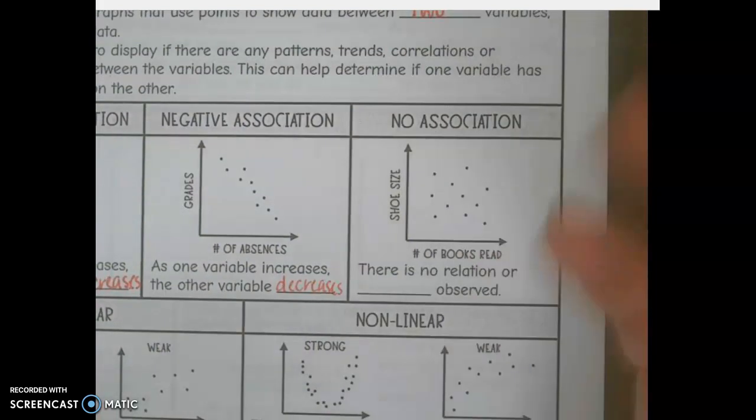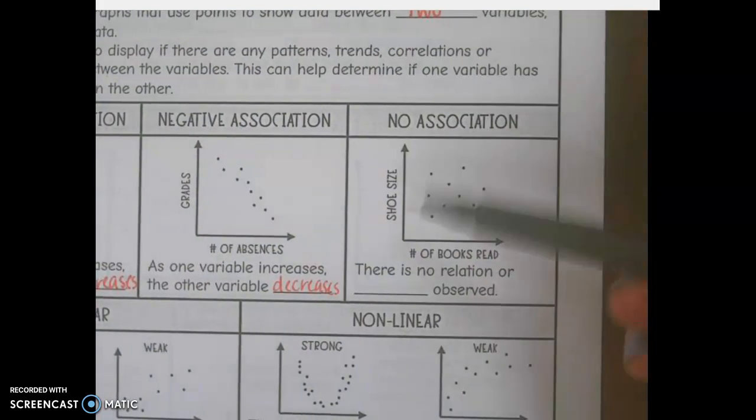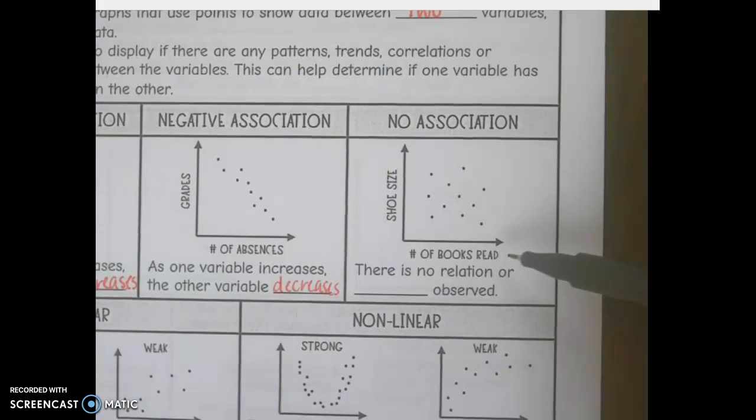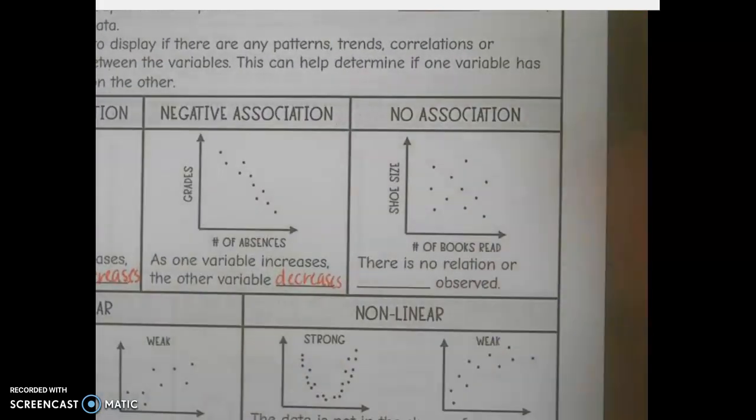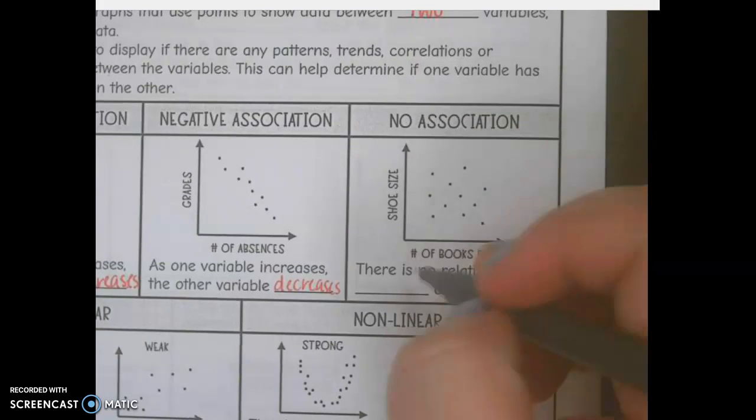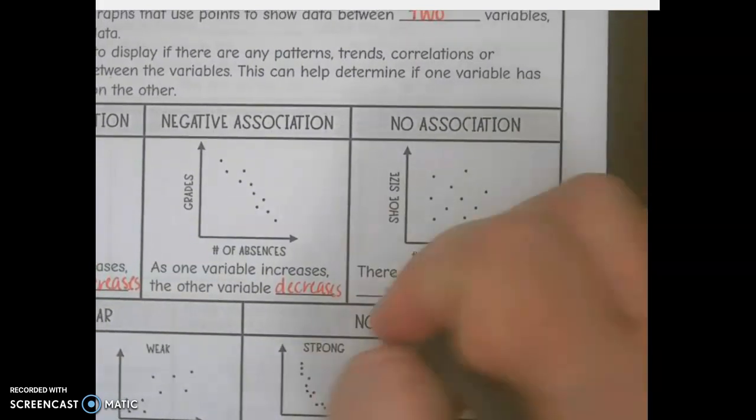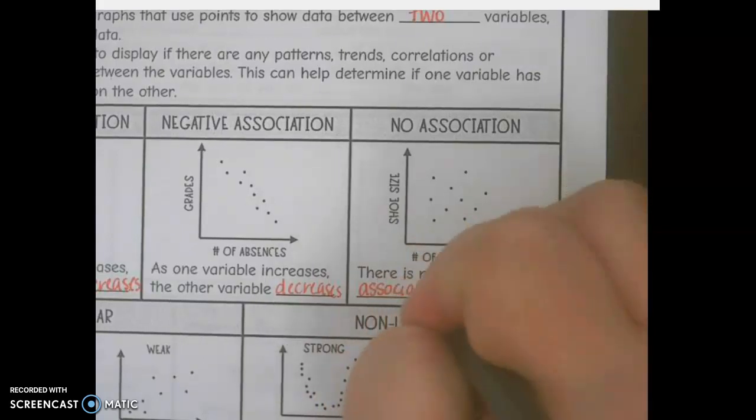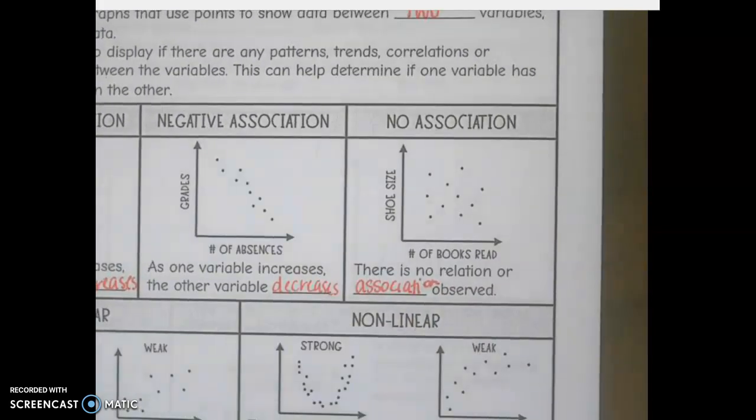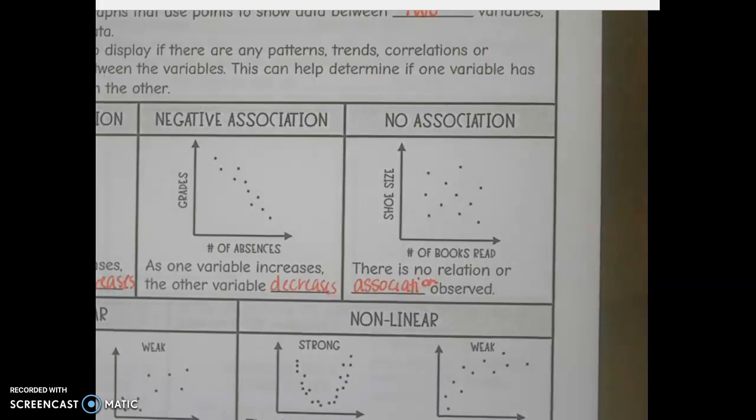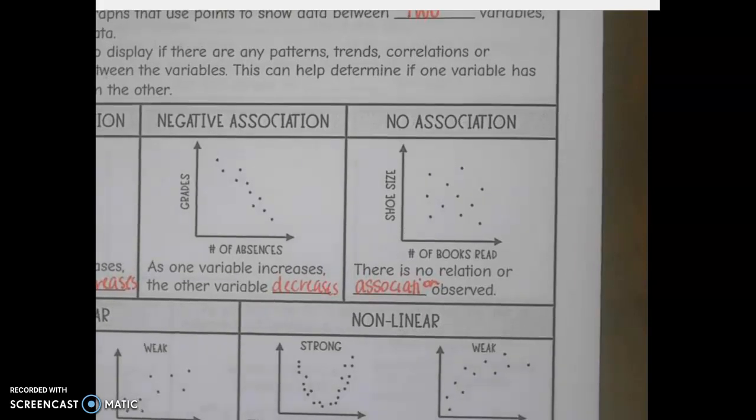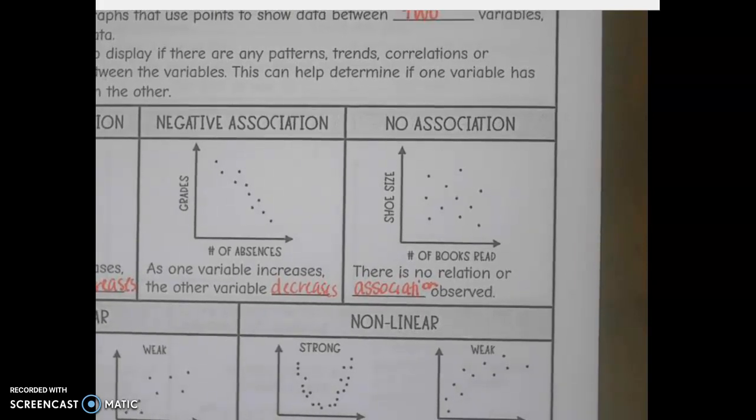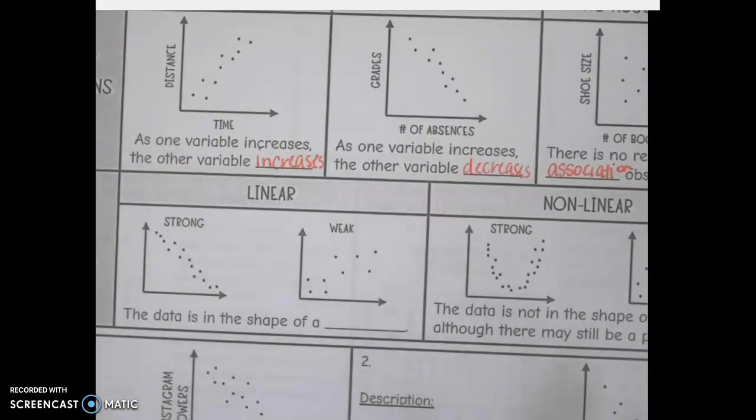And then sometimes there's no pattern at all. Like if we're comparing shoe size to the number of books you read. The number of books you read has nothing to do with your shoe size at all. So there's no relation or association observed. There's no pattern there. So sometimes when researchers do all of this study, they end up finding out, hey, these two things aren't related at all. All right, and then we have whether it's a linear or a non-linear relationship.